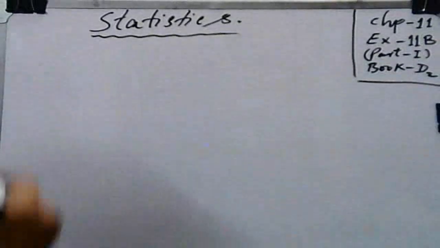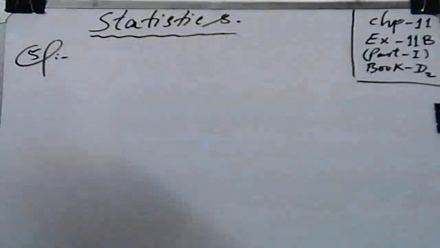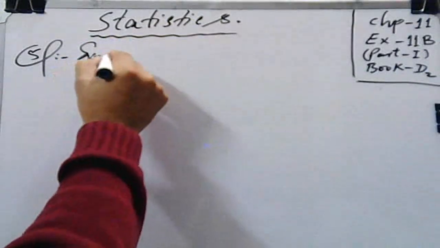In question number 5, you can see a given diagram. With the help of this diagram, you have to find the mean of the following set of data. So first of all, you have to sum all the data which is given. So how can you find the mean?